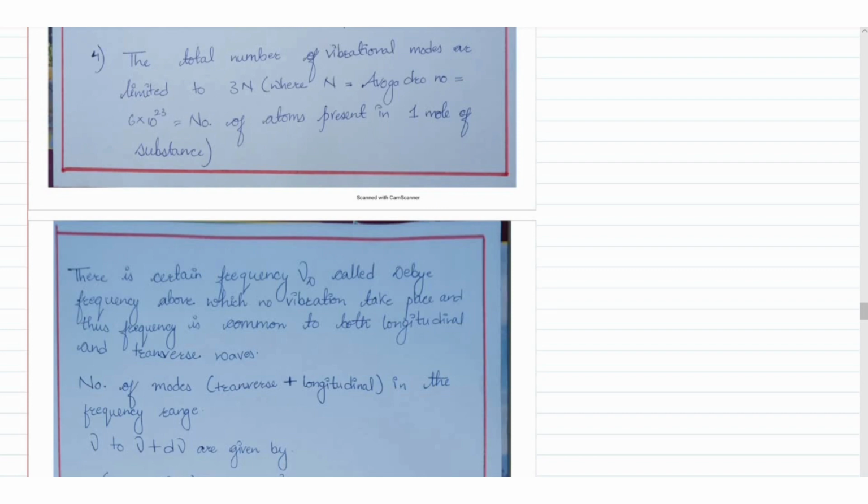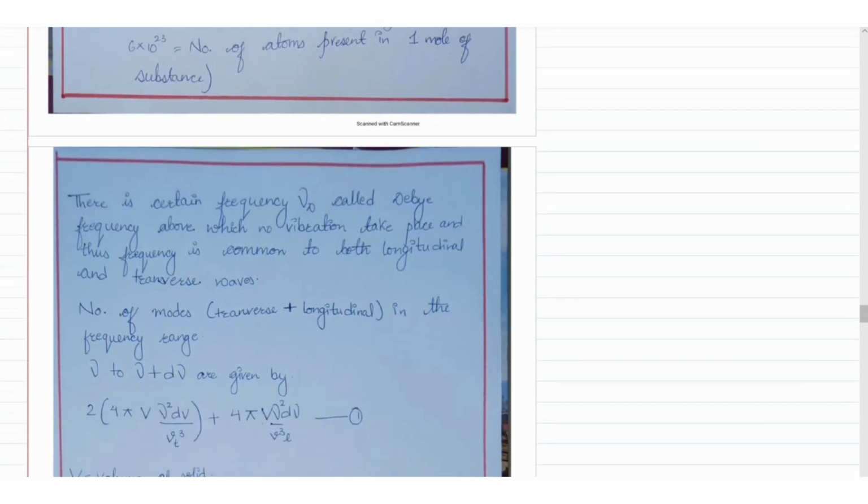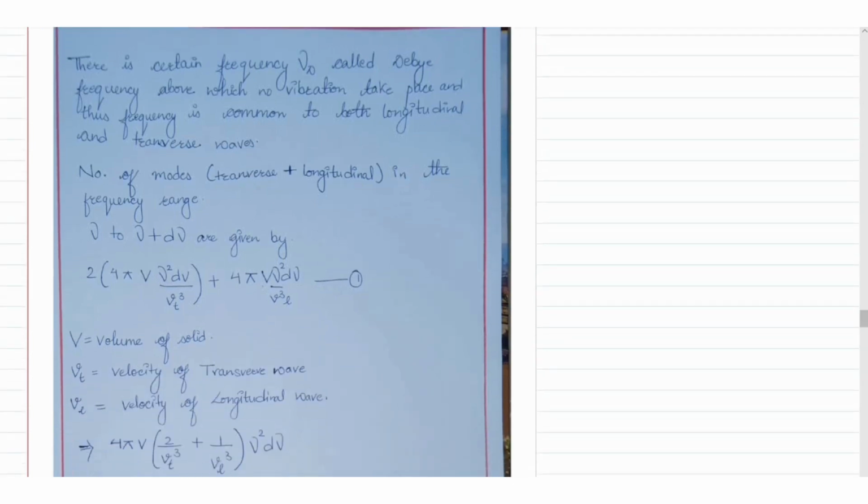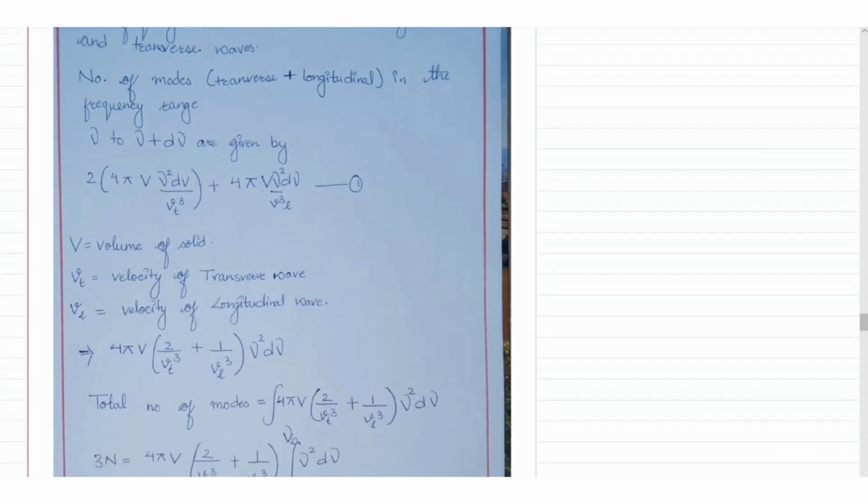The number of modes, transverse plus longitudinal, in the frequency range nu to nu plus d nu is given by 4 pi V nu square d nu by v t cube plus 4 pi V nu square d nu by v l cube. Here we see that the transverse term is multiplied by 2, because the number of modes in transverse waves is higher than that of longitudinal waves. This is our equation number 1. In equation number 1, V is the volume of the solid, v t is the velocity of transverse waves, and v l is the velocity of longitudinal waves.